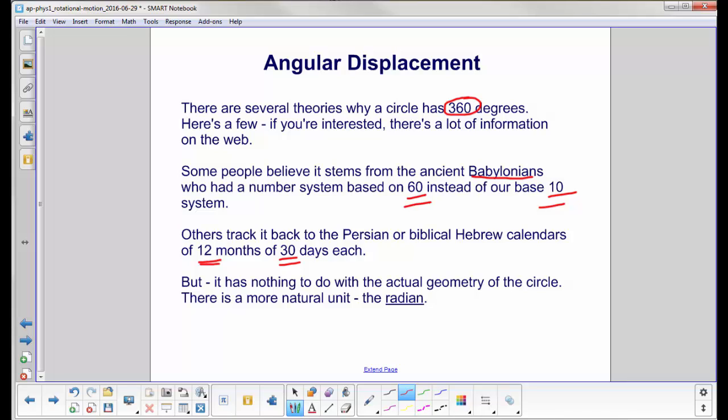So mathematically, we're going to come up with a new way of doing this that makes more sense, that'll work better with physics, and we're going to define the radian.